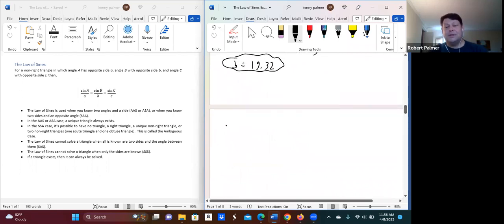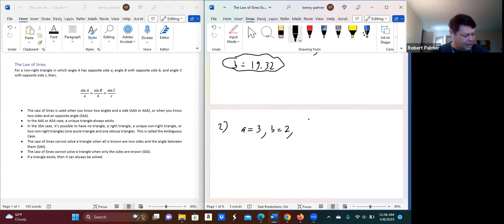Okay, so that was an example of using the law of sines. Let's look at number 2. All right, this time instead of drawing the triangle, I actually give you some of the values. So let's say our side A is 3, side B is 2, and angle A is 40 degrees. Okay. Now we're going to draw a picture.